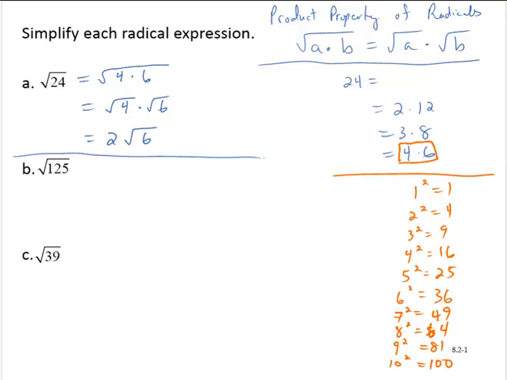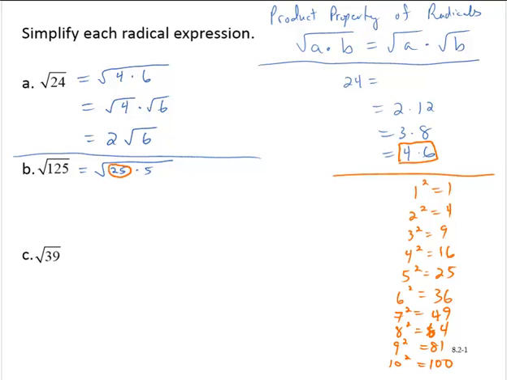Let's look at another example. The square root of 125. Well, let's see. 125 is 5 times 25. Now I'm going to write that as the square root of 25 times 5. Now why did I choose that factorization? 25 is a perfect square.